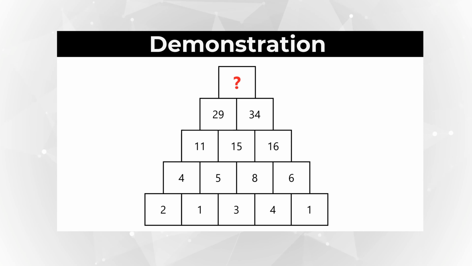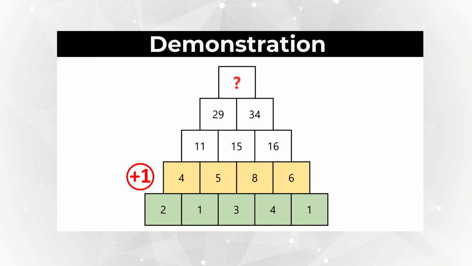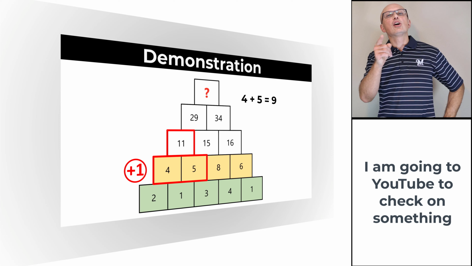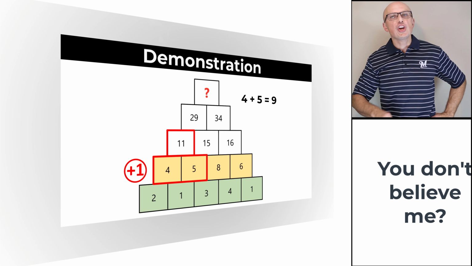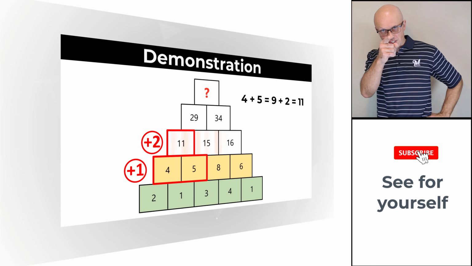Let me demonstrate. If we look at the numbers in the bottom left corner of the pyramid, you see numbers 2 and 1. Sum of 2 and 1 is 3, but then we add the value of the increment, which is 1, and the calculated value is 4. Let's continue with the sequence. Next set of numbers is 4 and 5. 4 plus 5 is 9. And then we need to add the value of the increment, which also increased by 1. So now instead of being plus 1, the increment is plus 2. 4 plus 5 plus 2 equals 11.